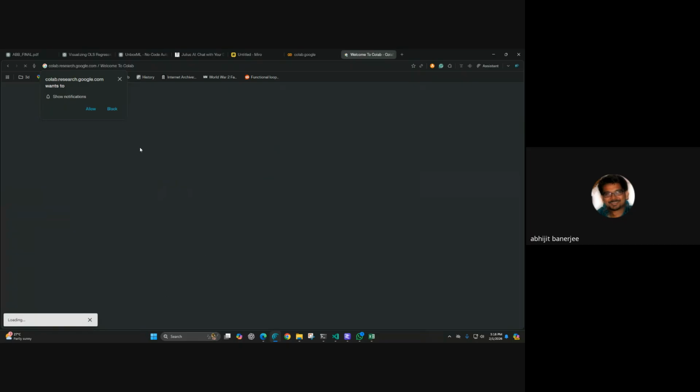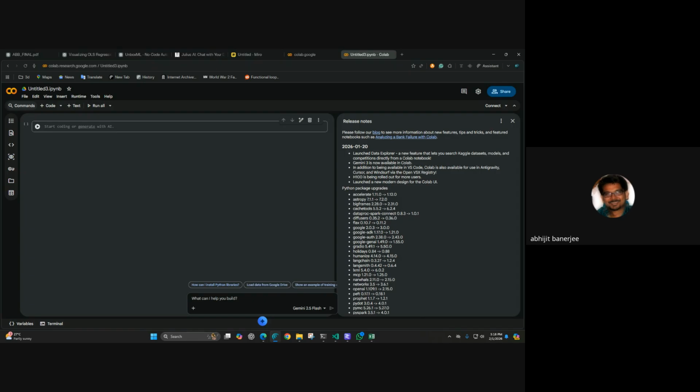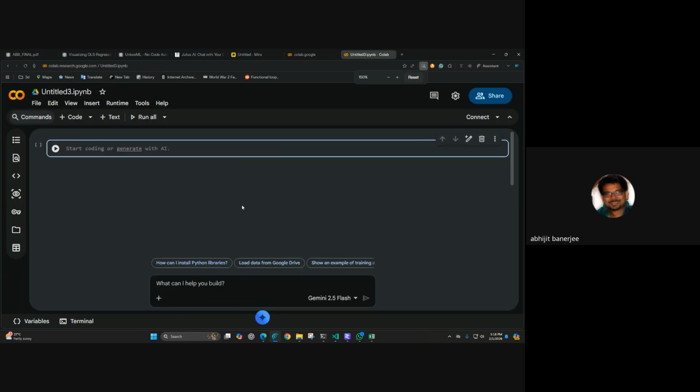Once you're there, create a new notebook. It will take some amount of time to free up spaces and all. Now it's here. You don't need this. I'll be typing it fast. Is it clear now? Is it visible and clear now?